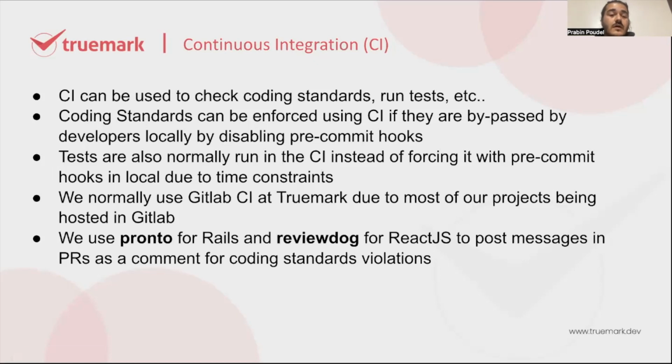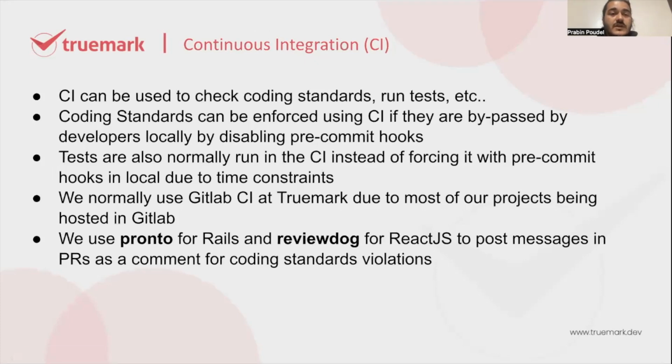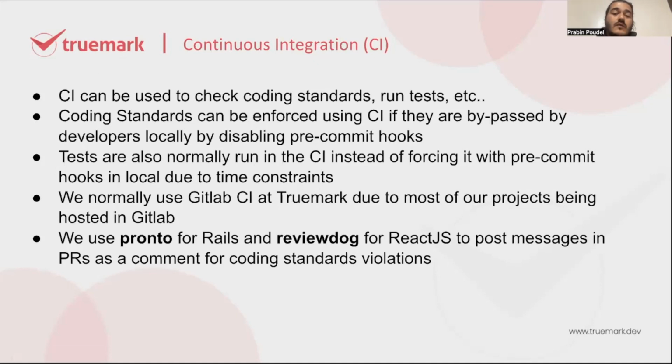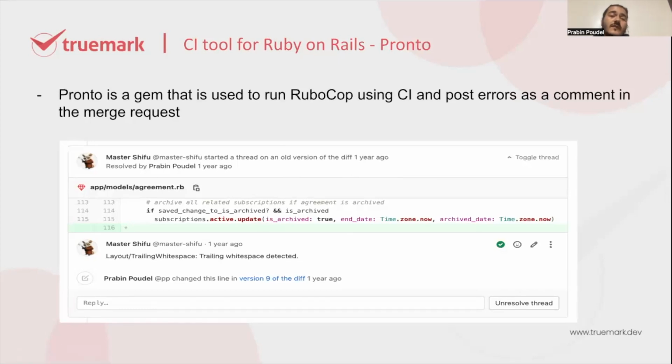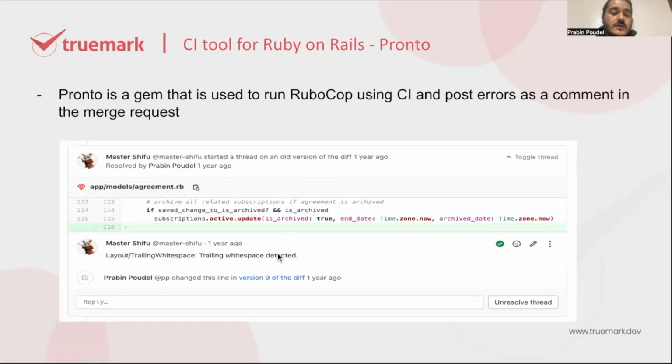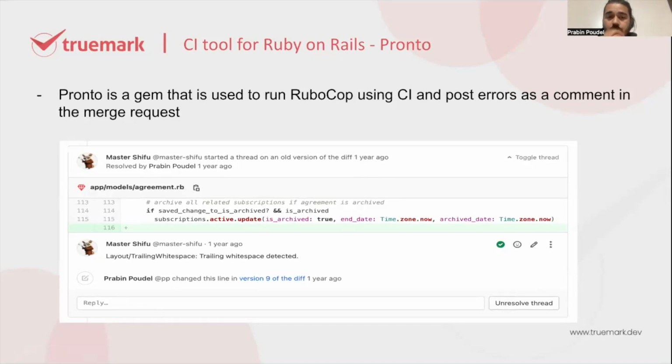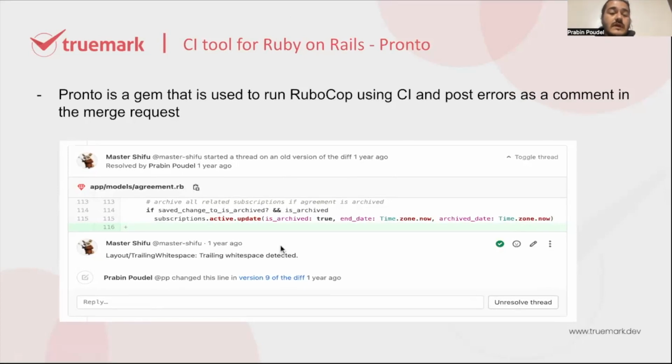For posting comments of issues that are thrown by Rubocop, we can use gems like Pronto for Rails and Rubydoc for React.js. So in the screenshot here, you can see that Pronto is posting messages of coding standard violation. There is a violation of trailing white space and it is being posted as a comment so that the developer who has created the merge request can review this, fix it and push again. This lets us maintain consistent code and best coding standards in the project.